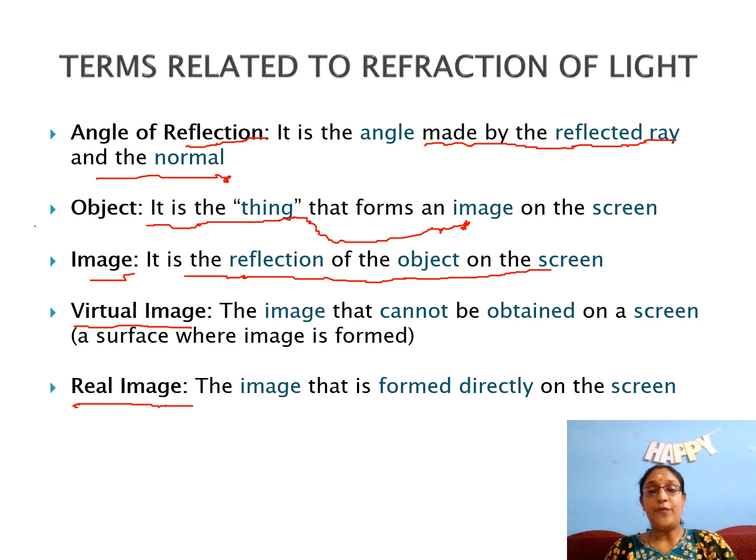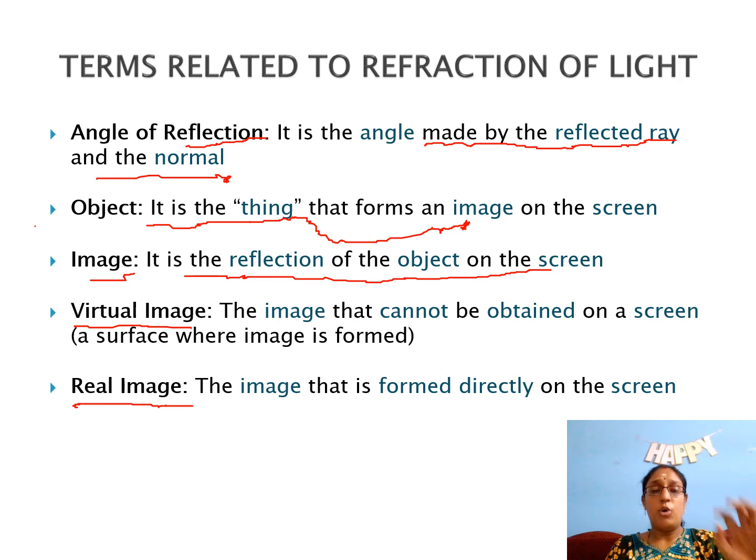Virtual means a false image. It's not a true image. Okay, a surface where image is formed. So the image is formed inside the object itself. You cannot obtain it on the screen. That is only a virtual image. Got it, kids? Virtual, false image. And we will deal with this virtual image clearly in the upcoming slides.